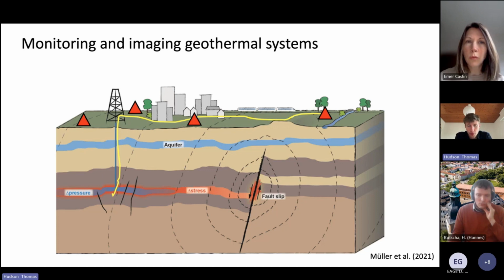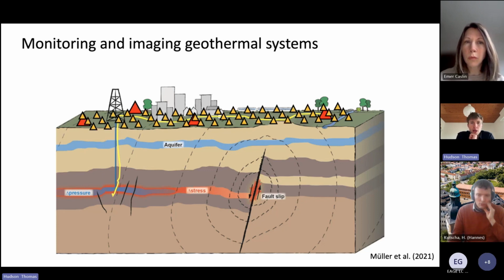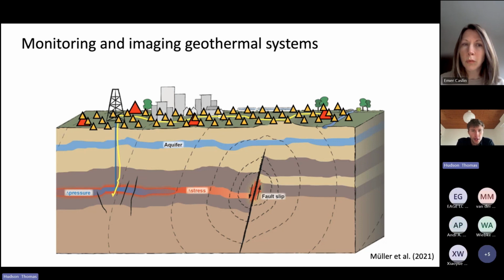And the other option we can use for monitoring these systems is nodes. And I think seismic nodes are particularly exciting technology because they're not limited by the single component nature of fiber optic cables. And they offer a similar per channel cost, maybe a little bit more expensive than fiber per channel.